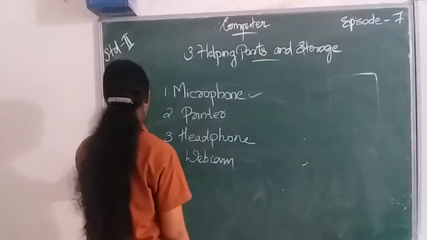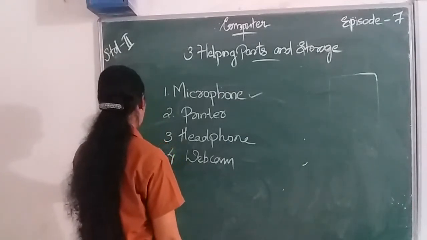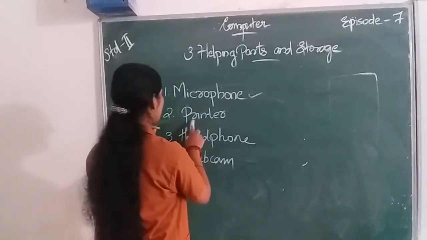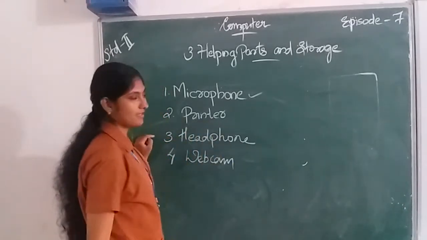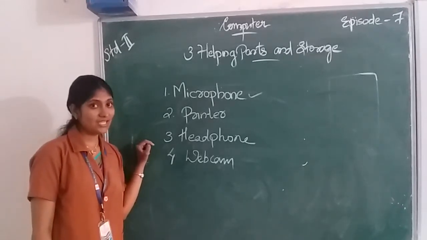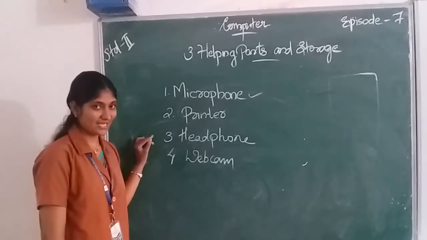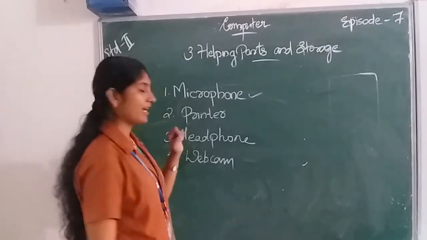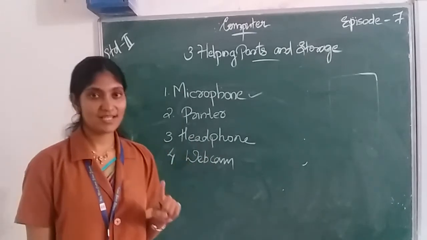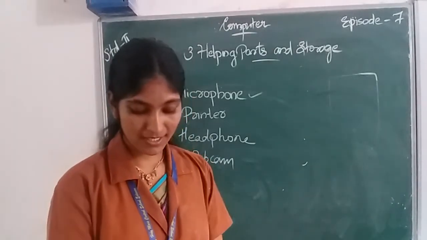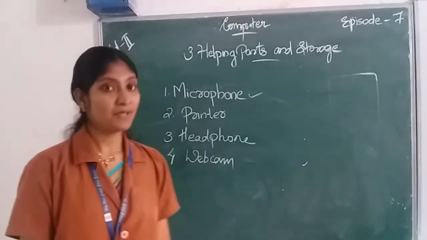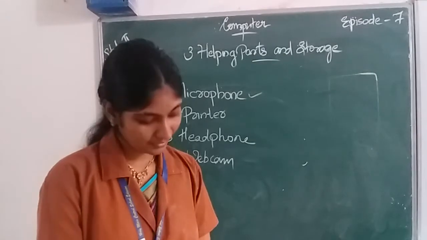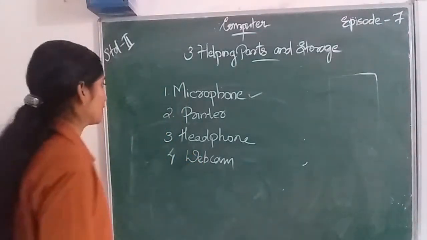Microphone. So that is the first broken part. Microphone. Then second is printer. Printer. Then headphone. Headphone. Then webcam. Webcam. Then worksheet number 2.